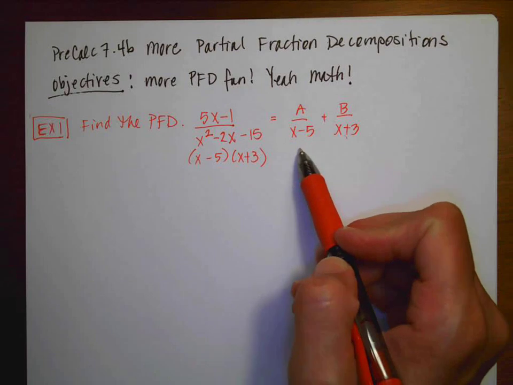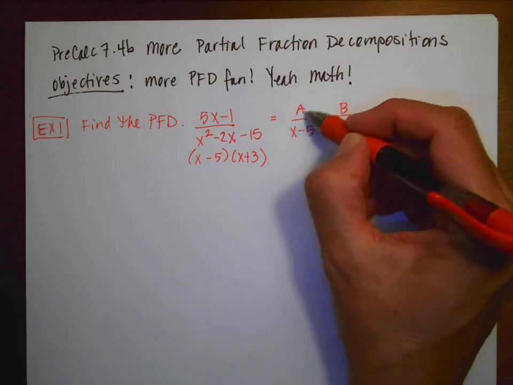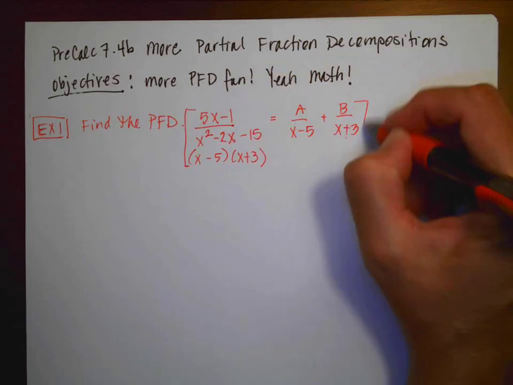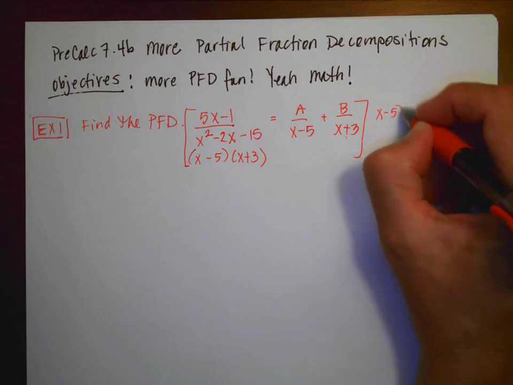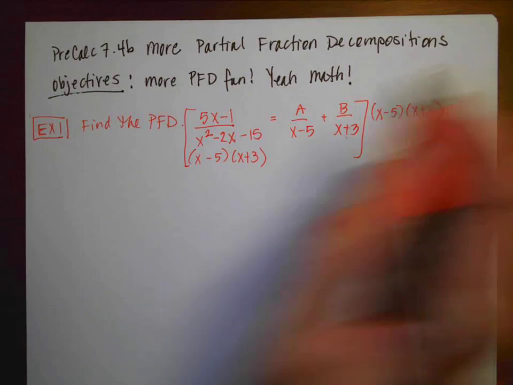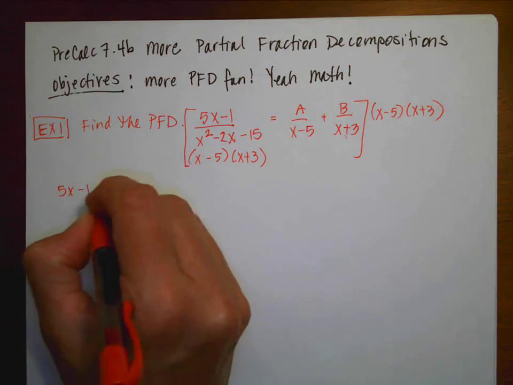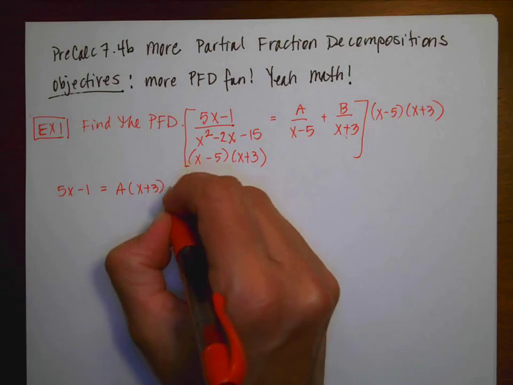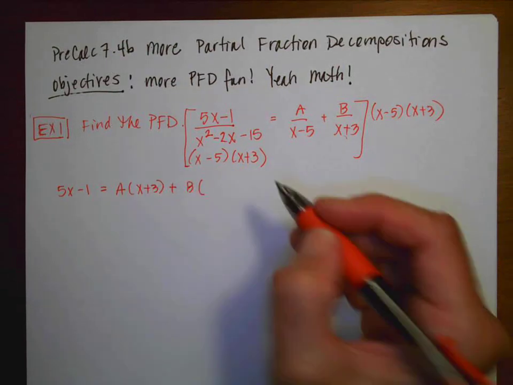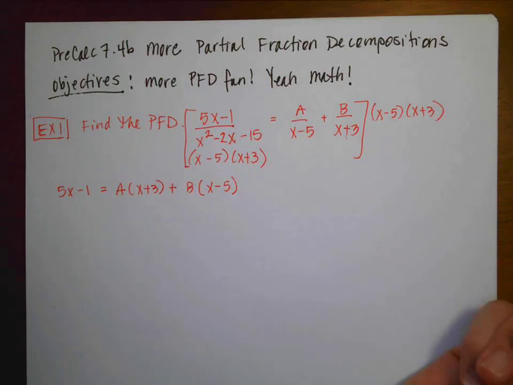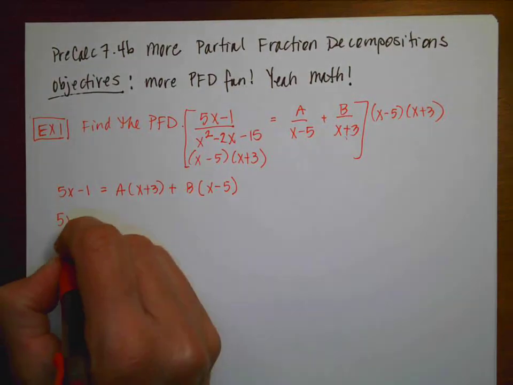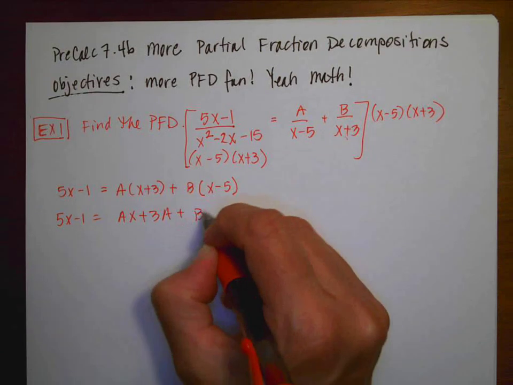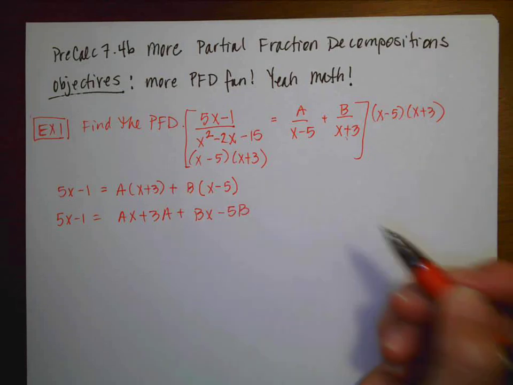In case you're wondering, it doesn't matter what order we do these. We all tend to factor a little bit differently. What matters is the correct value is over the correct linear factor. So now I am going to multiply by my original denominator. And so on the left-hand side, I get 5x minus 1. On the right-hand side, A has the x minus 5, so it just needs the x plus 3. And then the B has the x plus 3, so it needs the x minus 5. I'm going to expand, and I get Ax plus 3A plus Bx minus 5B.